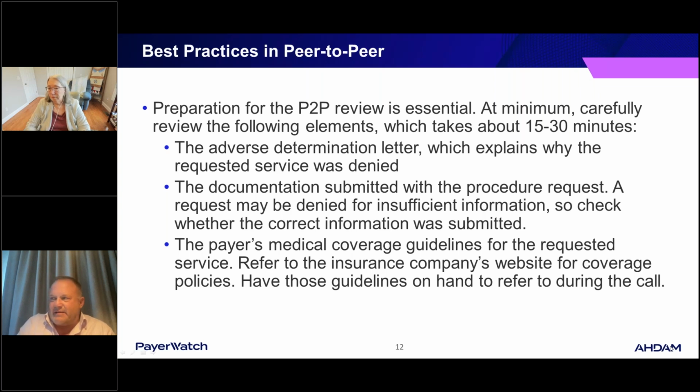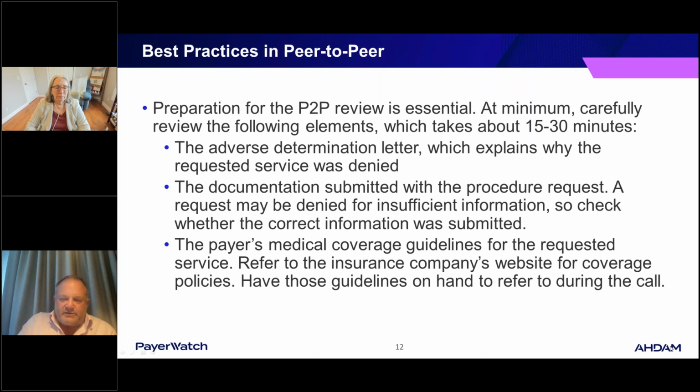That said, the most key portion of any peer-to-peer is preparation. You don't want to go into these things and try to wing them. You need to set up your case, collect your evidence, understand what's being disputed, understand what the insurance contract provides for, and get all of your ducks in a row.